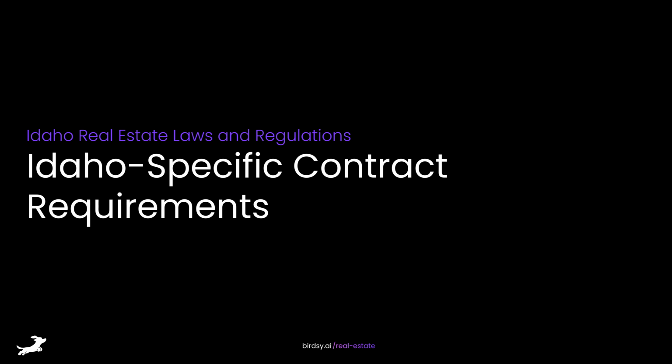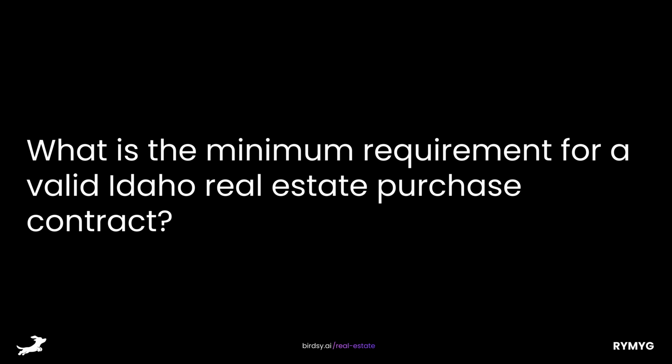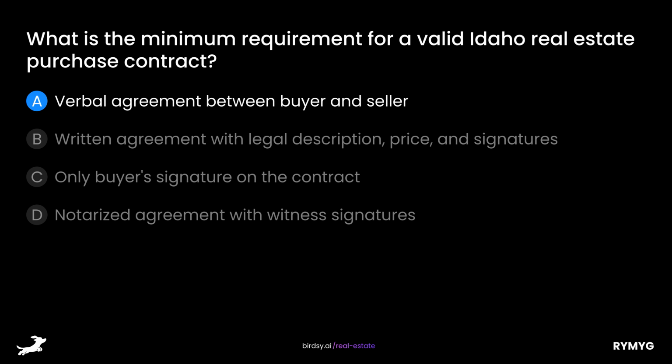Idaho-specific contract requirements. What is the minimum requirement for a valid Idaho real estate purchase contract? Is it A, verbal agreement between buyer and seller, B, written agreement with legal description, price, and signatures, C, only buyer's signature on the contract, or D, notarized agreement with witness signatures? The answer is B, written agreement with legal description, price, and signatures.